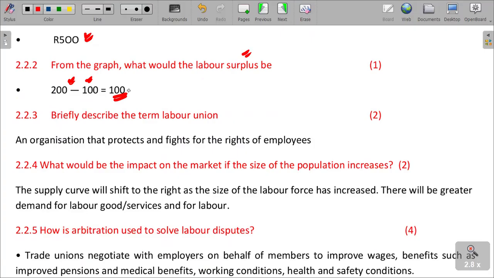And then briefly describe the term labor union. We said a labor union is an organization that protects and fights for the rights of employees. That is a labor union.